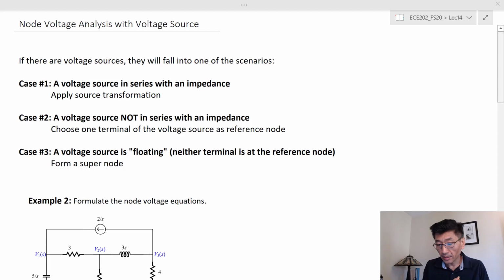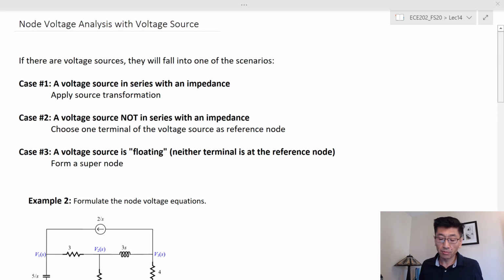Let's look at the cases with voltage sources. If we have a voltage source, it will fall into one of three scenarios. The first one is the voltage source is in series with some impedance, and in that case, we can apply the source transformation to turn that into a current source in parallel with that impedance. In that case, we end up with only current sources. That's kind of the base case we fall back to, right?